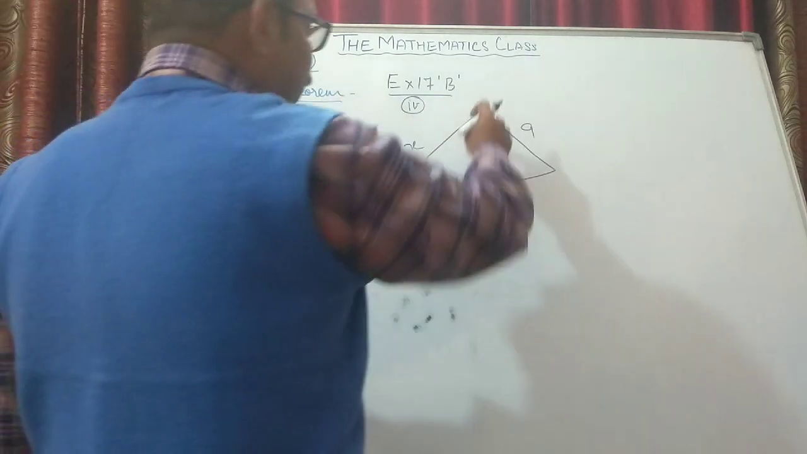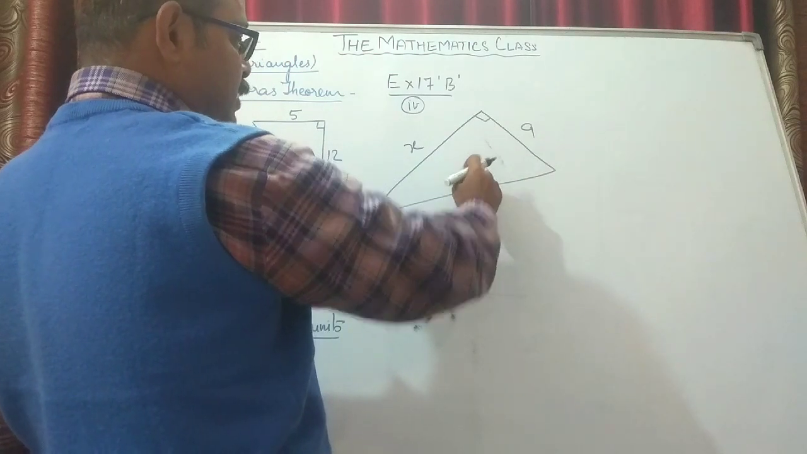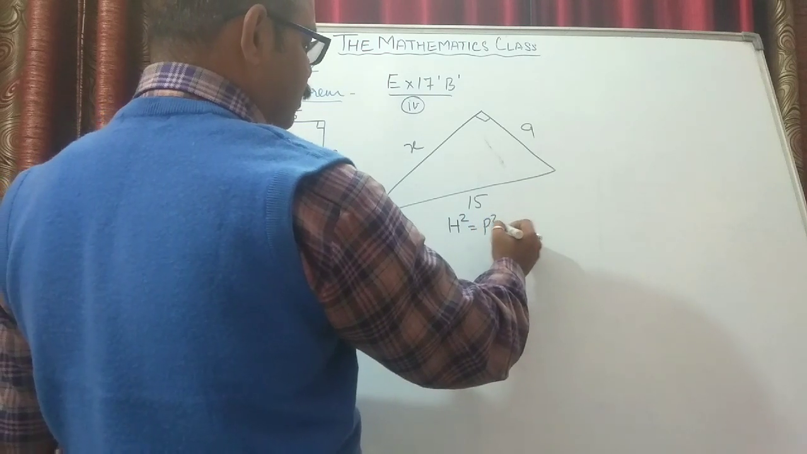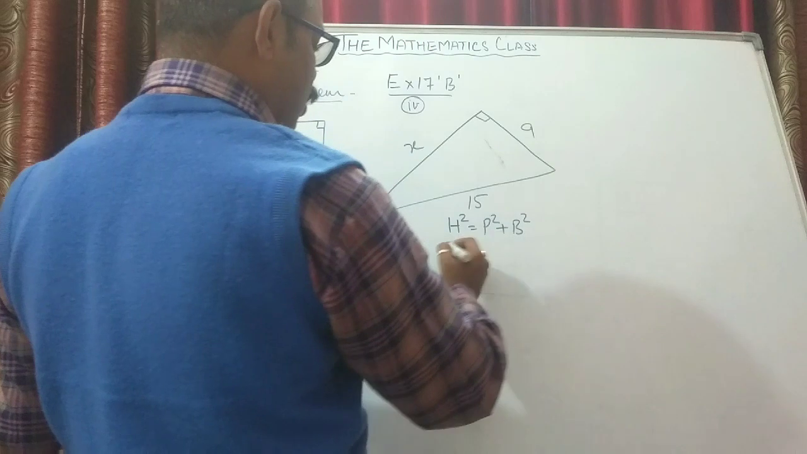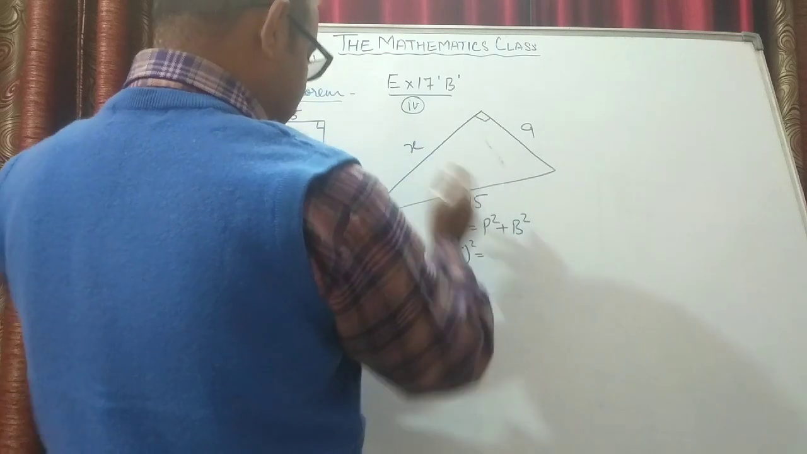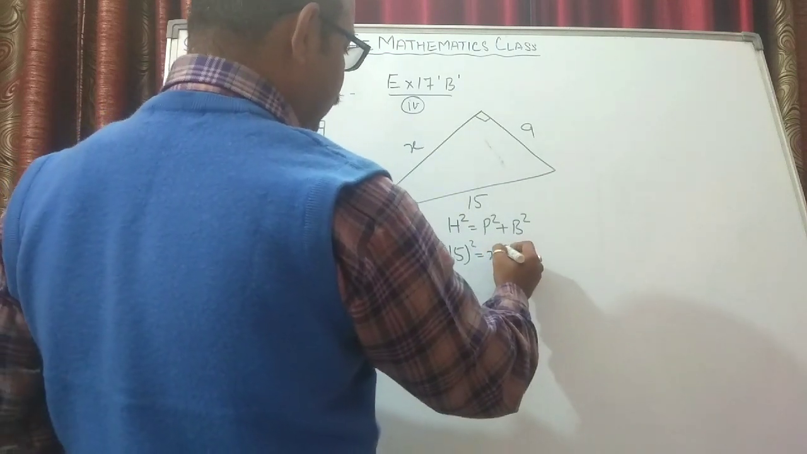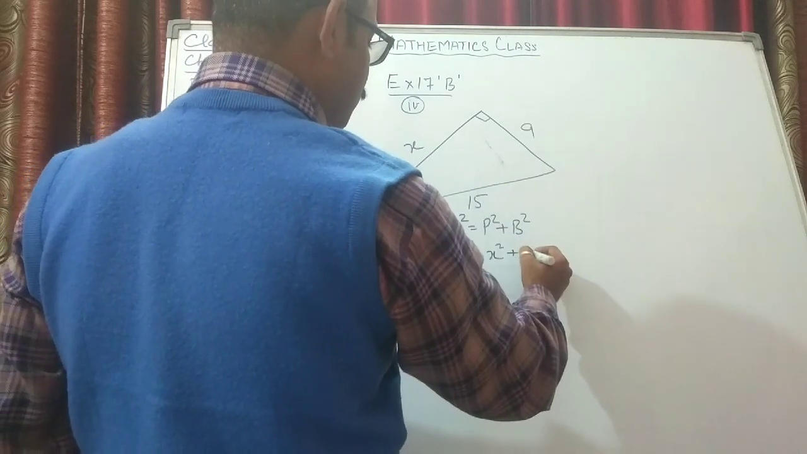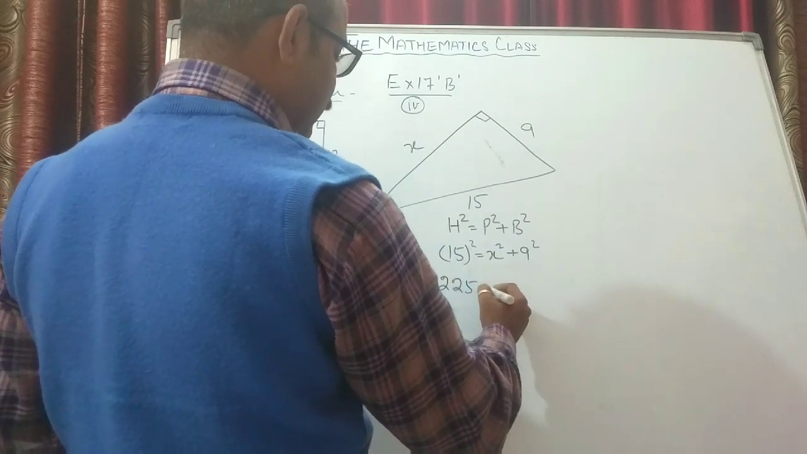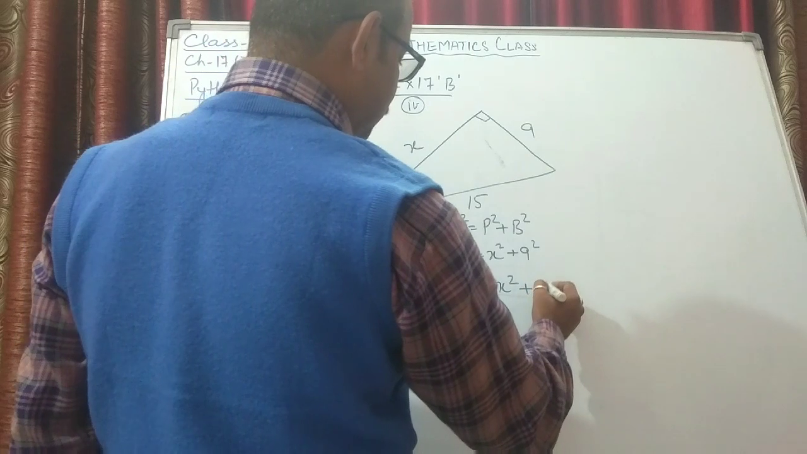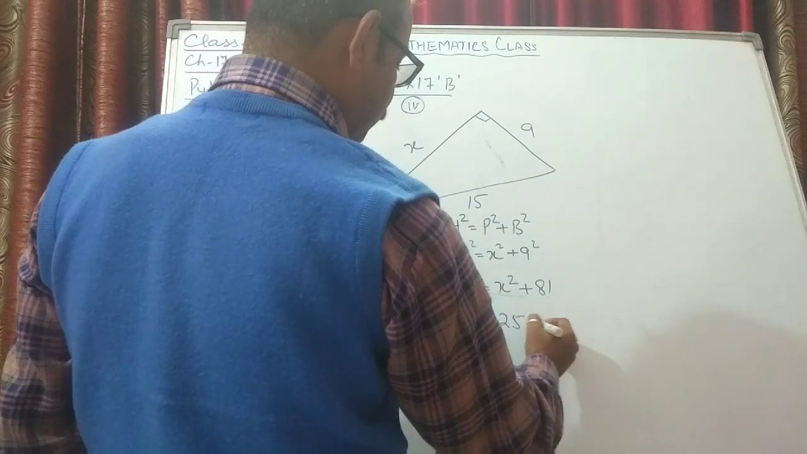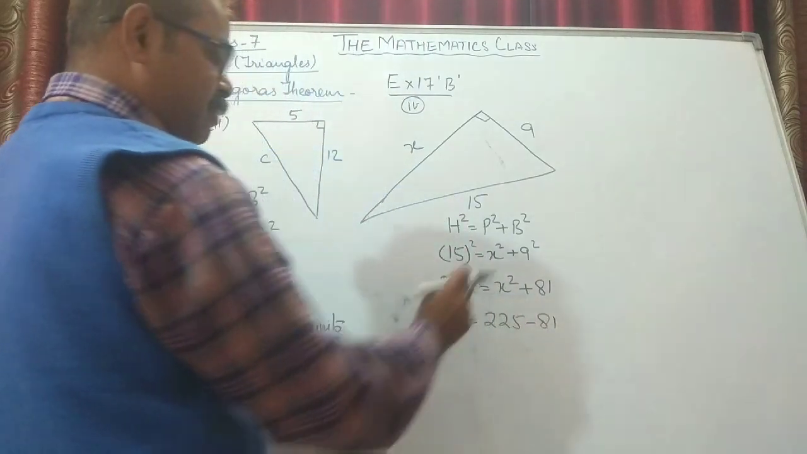Now similarly in the fourth part, you can see this is 90, so opposite to it 15 is the hypotenuse. Again we will use the same formula. Hypotenuse square is equal to perpendicular square plus base square, where hypotenuse is given to you, 15. So 15 square is equal to perpendicular, you can take x, so x square plus other side is 9, so 9 square. 15 square is 225. 15 into 15 is 225 is equal to x square plus 9 into 9 is 81. So x square will become 225 minus 81. This 81 comes to this side, becomes negative.